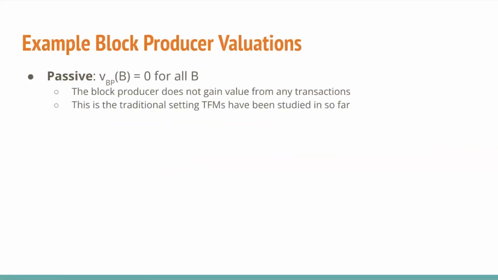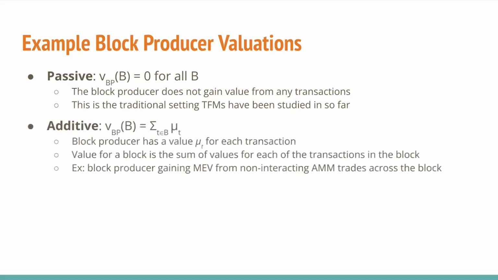And so to give some flavor of what these block producer valuation functions VBP might look like, the simplest case is this passive one, which is what has been studied in the past. This is where the valuation function of the block producer is just 0 for any block, where they don't have any MEV value, the traditional settings studied so far.